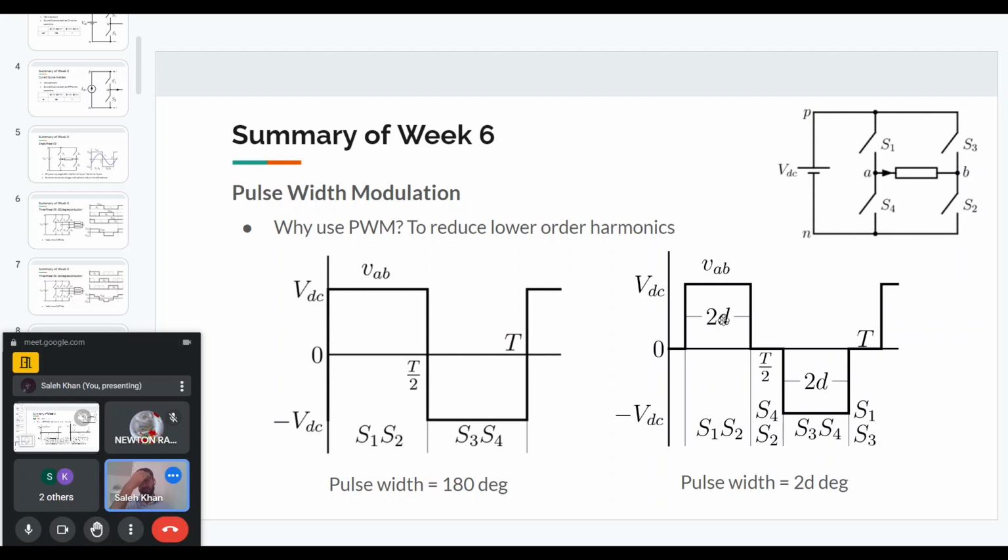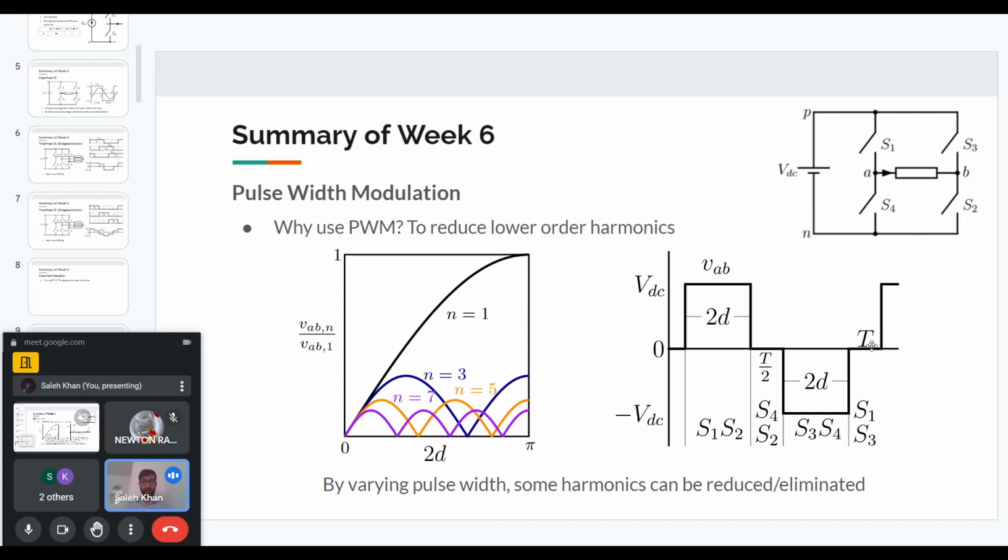So what we are doing here is reducing the pulse width. Instead of 180 degrees, now we can have what I've shown here as 2D. So now the pulse width is variable. It can be very low and up to a maximum of 180 degrees. So what advantage does this give us?